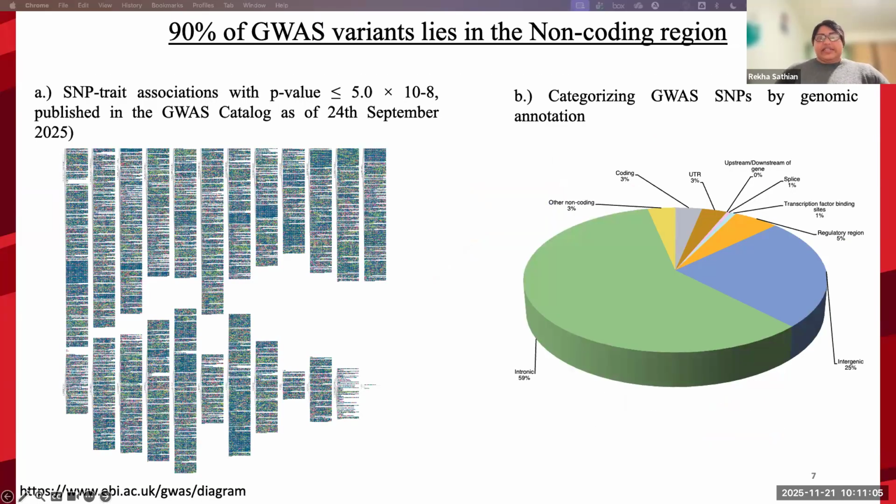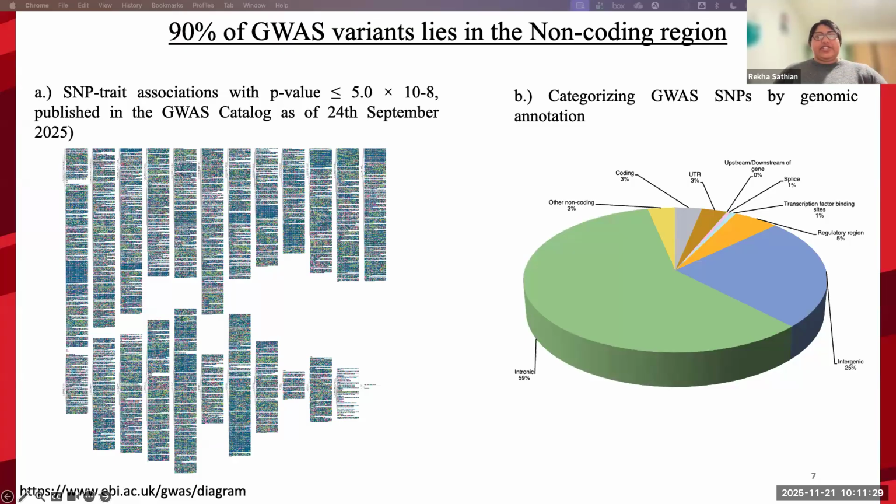Genome-wide association studies are a comprehensive repository of SNPs which are associated with traits. What this catalog highlights is the sheer scale of genetic associations accumulated across thousands of publications. But the real question, the key point, is where these variants actually lie in the genome.